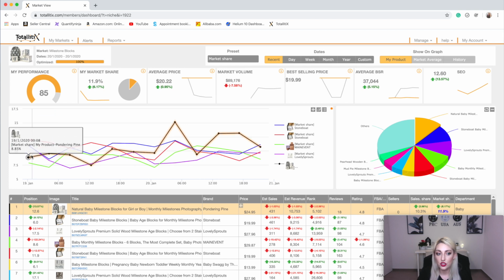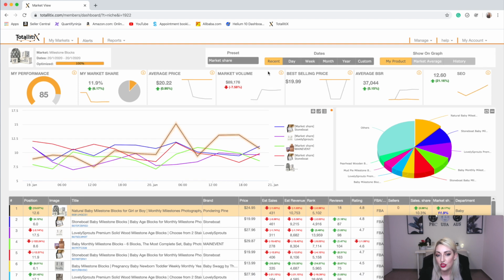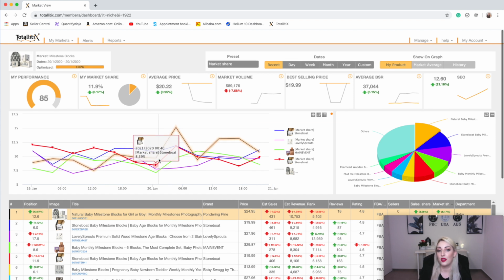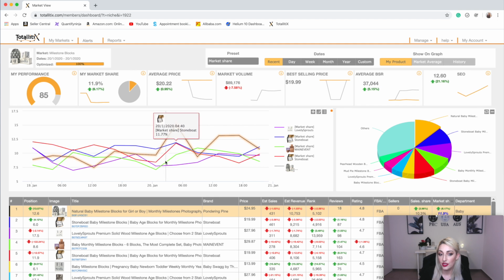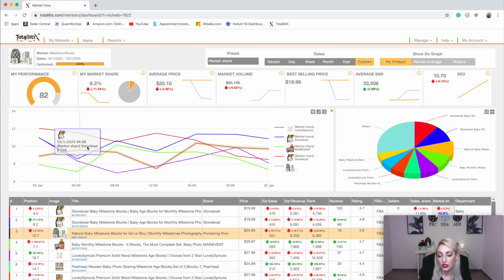So the orange and black line is my product, okay? And you can see how the market share has changed. Something that's interesting to see here is that on the 20th, the market share went up significantly for this guy, for this guy, for this guy, and this guy. Okay, so obviously I'm pretty sure that sales went up quite a bit on the 20th, which would have been a Sunday.